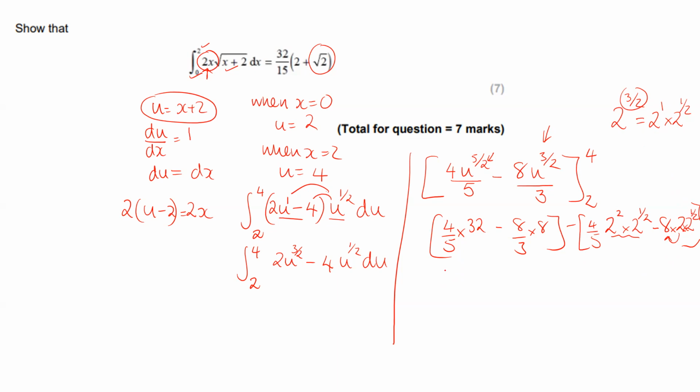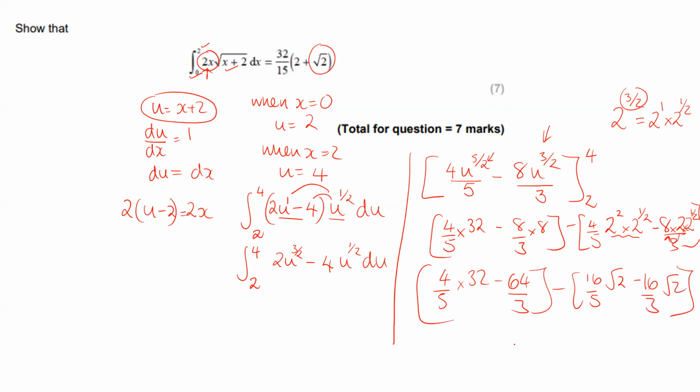So that's times 32 minus, just put that as 64/3. We could sort those numbers out. Minus, this 2 squared is going to be 4, so that's going to be 16/5 root 2. 8 times 2 minus, I've lost a 3 on the bottom, 16/3 root 2. And now hopefully we'll sort it all out, because I could change the denominator to 15, and we're going to get this.